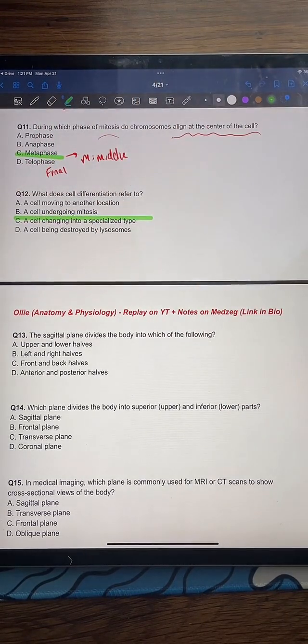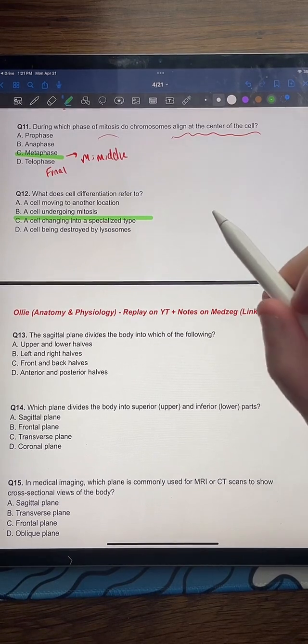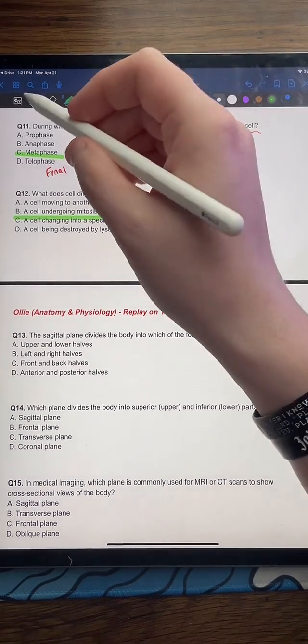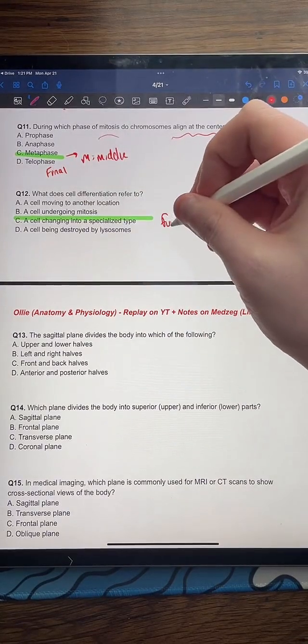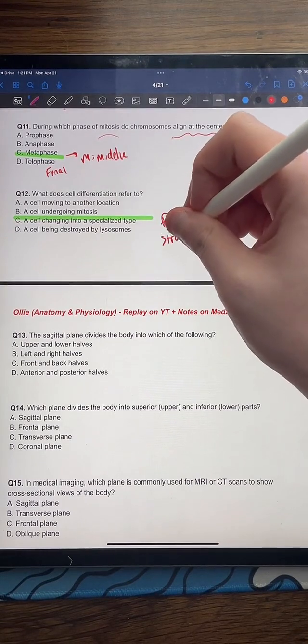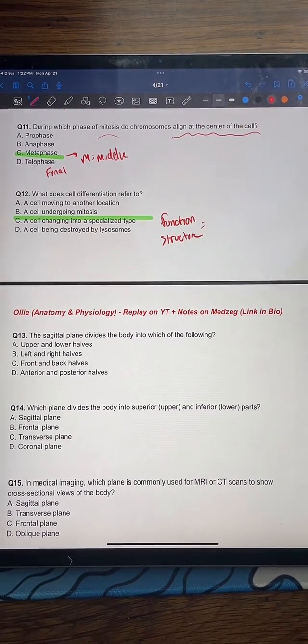The answer here is C, a cell changing into a specialized type. So cell differentiation refers to that process where a less specialized cell becomes a more specialized cell, which means it develops a function. It would develop a function or a certain structure. Remember, because structure equals function, or just any specific role in the body.